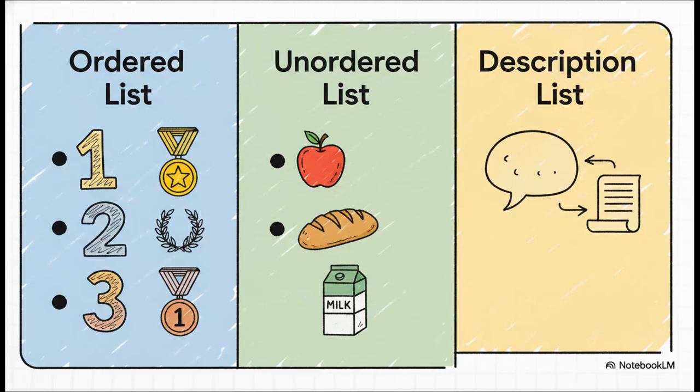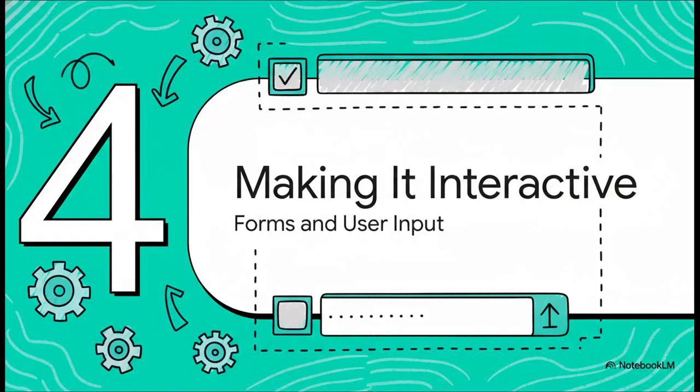Organizing information is everything, and lucky for us, HTML gives you 3 great tools for the job. You've got ordered lists for when the sequence really matters, like steps in a recipe. You've got unordered lists for when it doesn't, like a shopping list. And then you have description lists, which are perfect for stuff like a glossary. Awesome! Our page now has structured content. But let's be real, a static page is pretty boring.